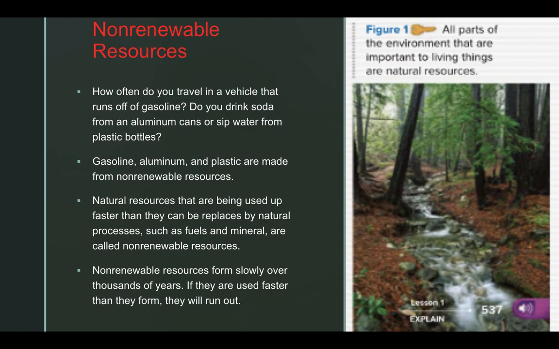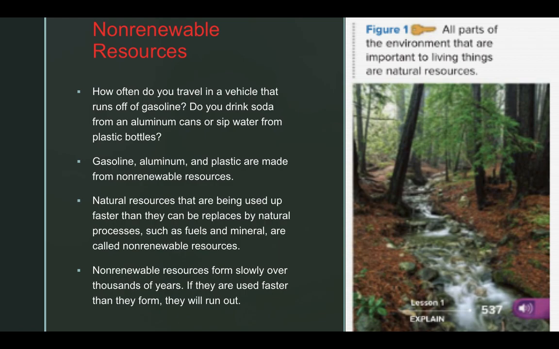Gasoline, aluminum, and plastic are all made from non-renewable resources, natural resources that are being used up faster than they can be replaced by natural process, such as fuels and minerals. These are all called non-renewable resources. These resources, like plastics, gasoline, aluminum, are being used faster than they're being replaced. These are a non-renewable resource. That's what the definition says.